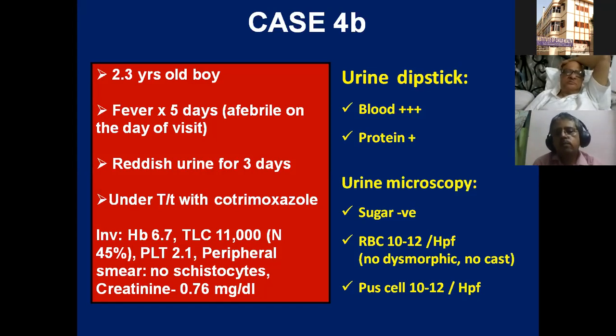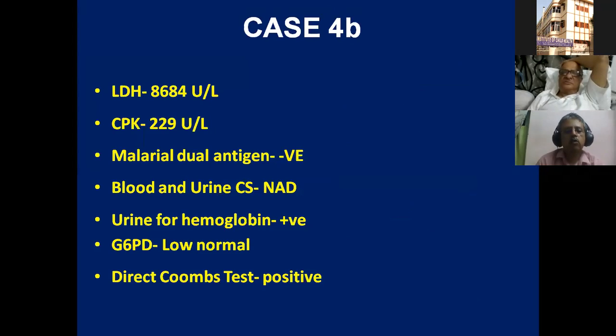Urine dipstick was strongly positive for blood and protein 1 plus, and urine microscopy showed 10 to 12 RBC per high power field, and I'm sure many of you have already got the diagnosis. So here the red flag sign is that if your urine dipstick is strongly positive for blood, but your urine microscopy is not showing plenty of RBC, then most probably it is not hematuria. It might be hemoglobinuria or myoglobinuria. And in this particular case, it was hemoglobinuria.